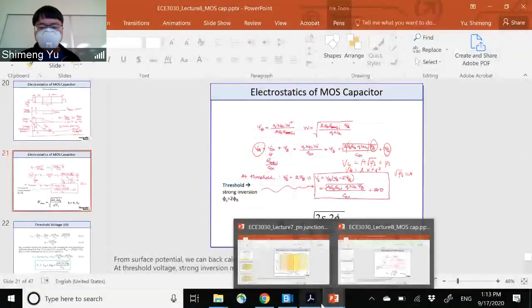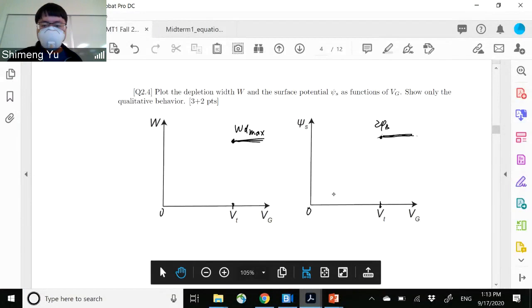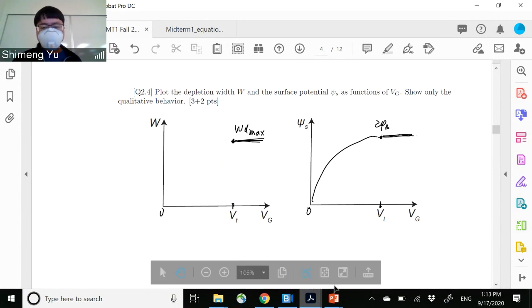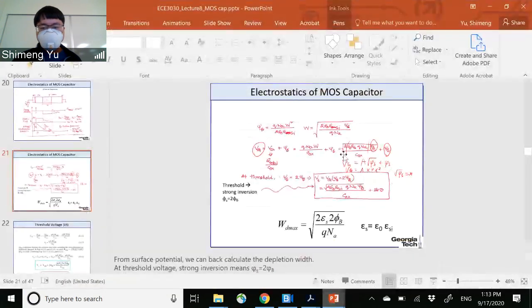And if you draw this, it will be something like this. So here we only require qualitative behavior. So it's something like this. And similarly, you can do the W as a function of Vg. So we can still go back to here.